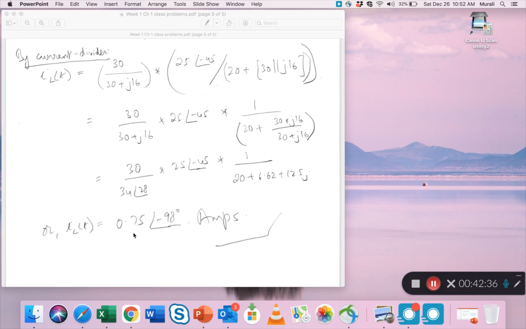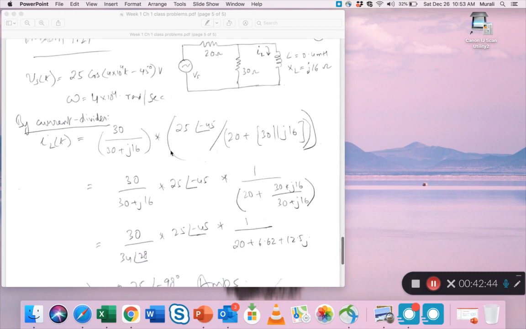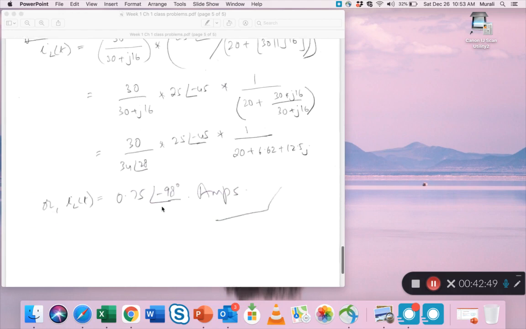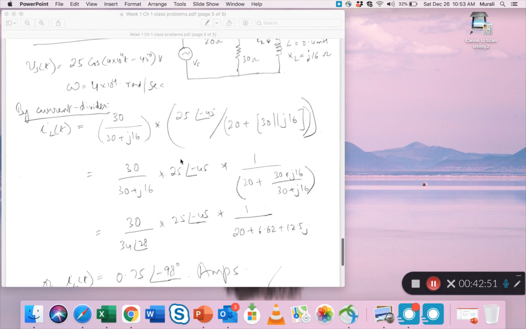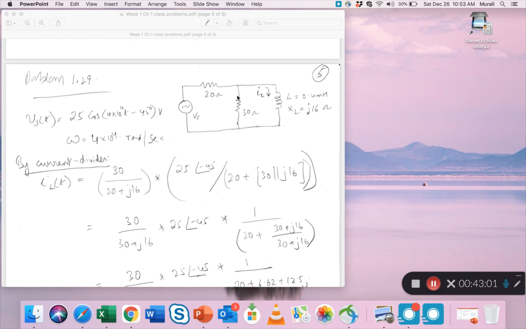So IL is 0.75 amps with a minus 98 degrees phase angle. Well, the voltage is at minus 45, this is at minus 98. So between the two, the phase angle is the difference between the two, right? It's about 53. Okay, all right. So that's how you solve this problem.